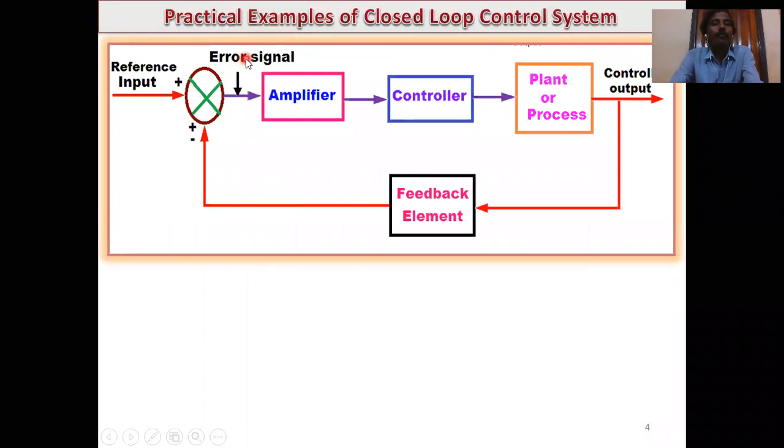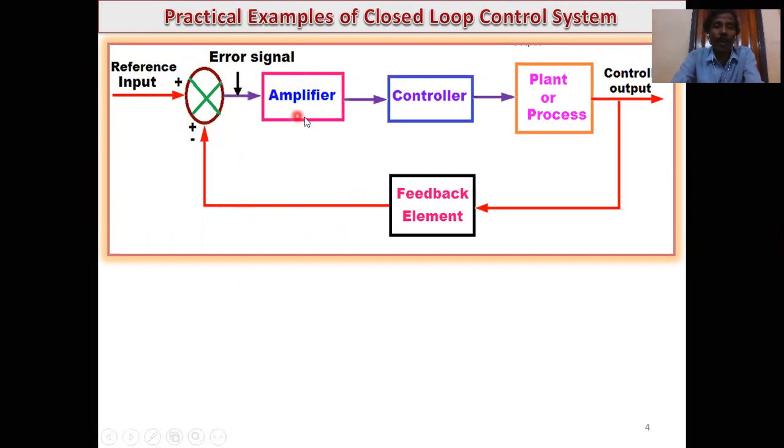So this is the block diagram for closed loop control systems. First, this is the reference input. This reference input may be step, ramp, parabolic, impulse, sinusoidal, any type of input you can apply. This is also called the set point. And this is the comparator or summing point, and this is the error signal. The error signal equals the reference input signal minus the feedback signal.